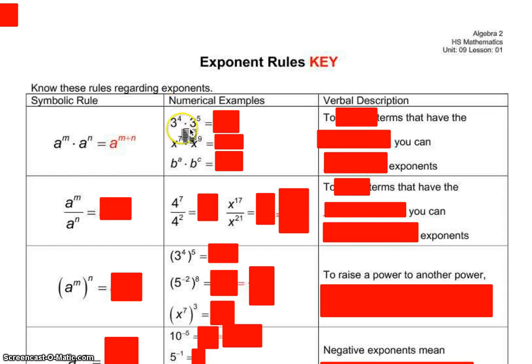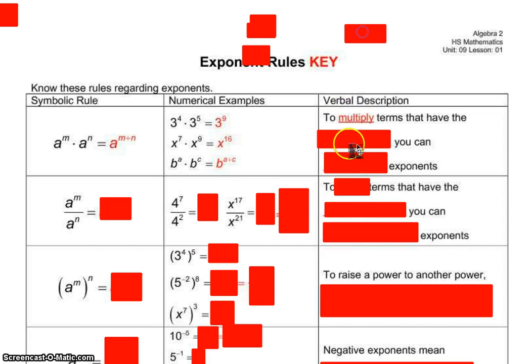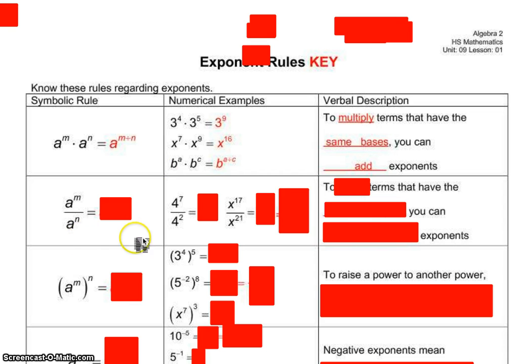So 3 to the 4th times 3 to the 5th becomes 3 to the 9th. X to the 7th times x to the 9th becomes x to the 16th. B to the A times B to the C becomes B to the A plus C. So basically, to multiply terms that have the same bases, you can add your exponents.